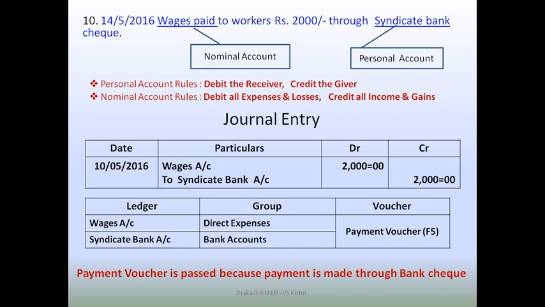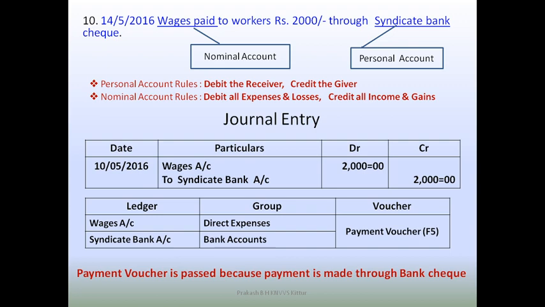And then the Syndicate Bank account. So Syndicate Bank, it is the personal account we have already created. That is the Syndicate Bank account. It comes under the group, that is the bank accounts. And then the voucher. So we have made the payment to the workers. So hence we pass the payment voucher. Payment voucher is passed because the payment is made through the bank check.